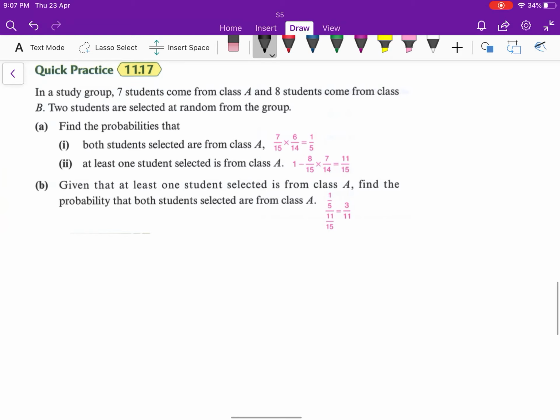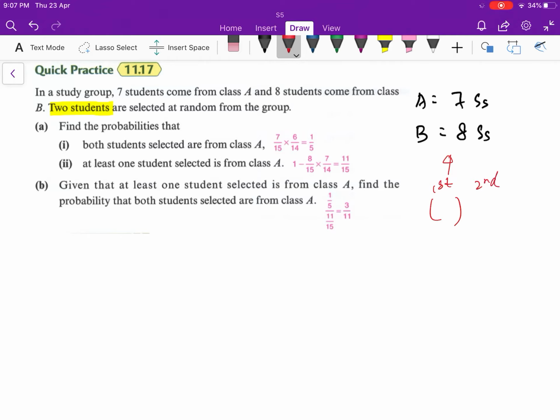Now let's take a look at the second quick practice, quick practice 11.17. Again, try to mark down all the information. In a study group, 7 students come from class A, so we mark down class A with 7 students, and 8 students come from class B. Then 2 students are selected. Remember, that means you need to select 2 of them.